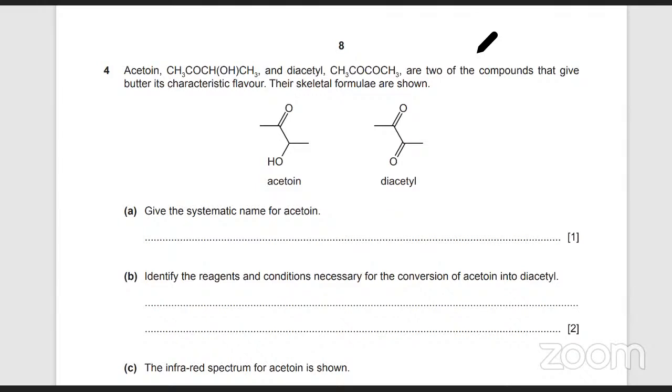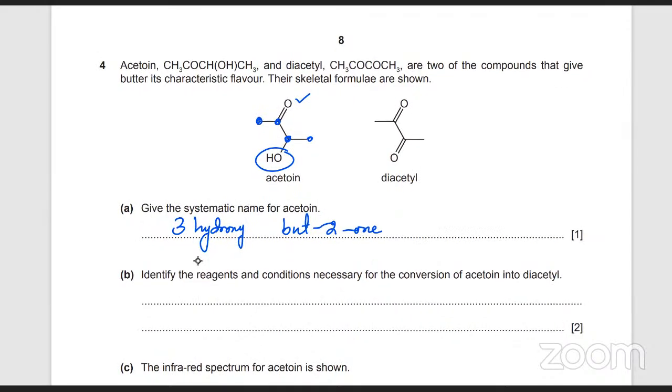3-hydroxy. So there are 4 carbon atoms and it's a ketone. So the ketone has the higher precedence, so it is butanone. And the other part is there's an OH group on the third carbon. It's 3-hydroxybutan-2-one, sorry, butan-2-one.